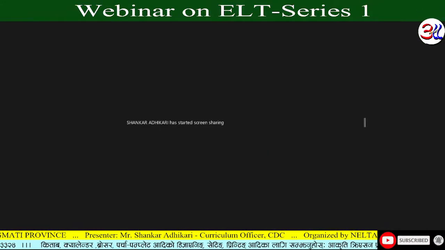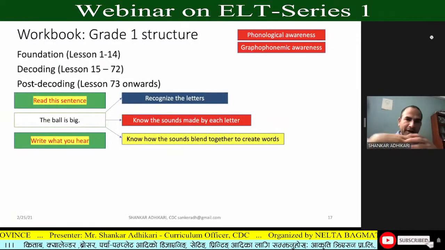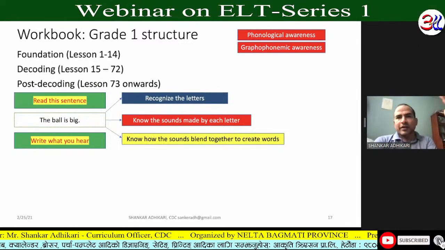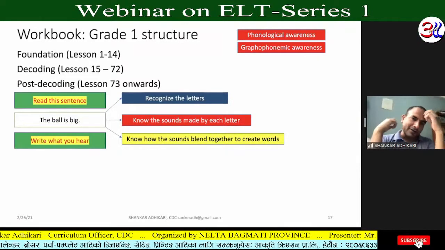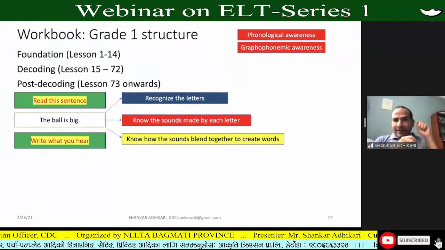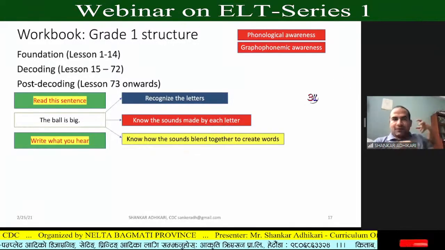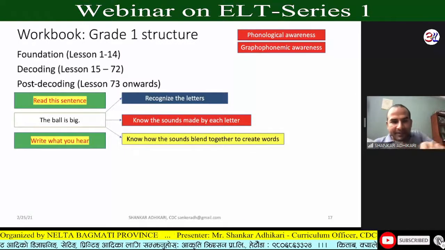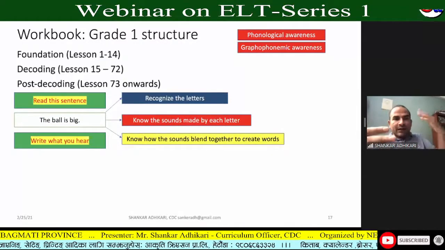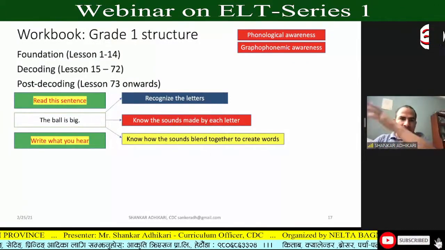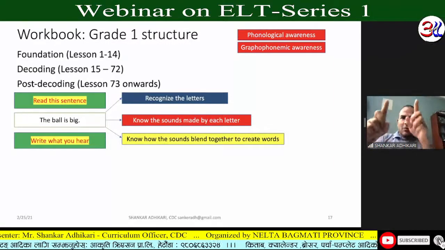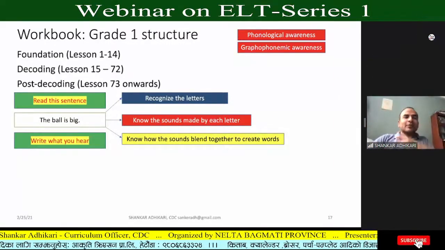I'm just bringing the point: decoding and encoding. When you were writing something, you were giving some codes to the sounds, right? I was saying "my," and you were coding that sound into m and y. So that's called encoding. And when you look at m and y and read that, that's called decoding.